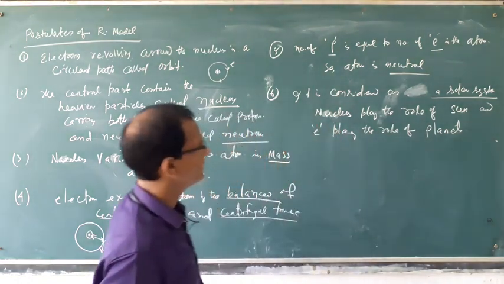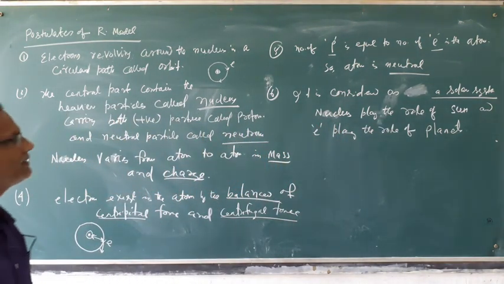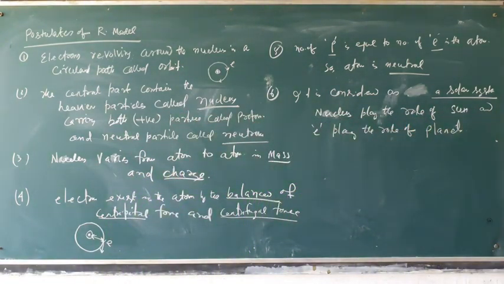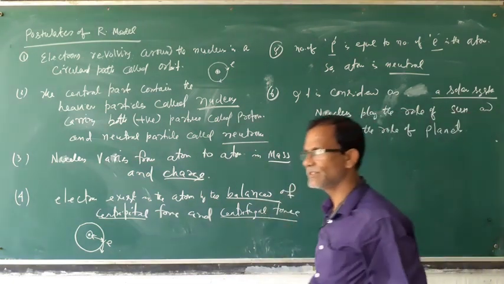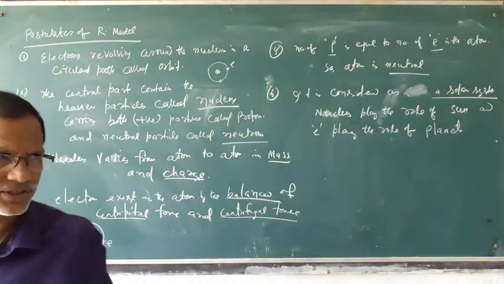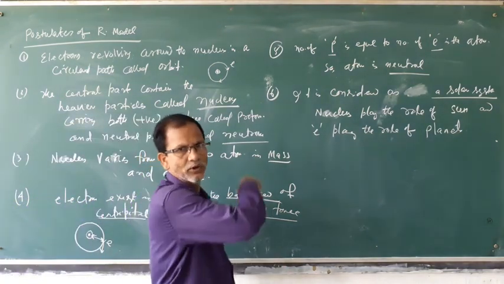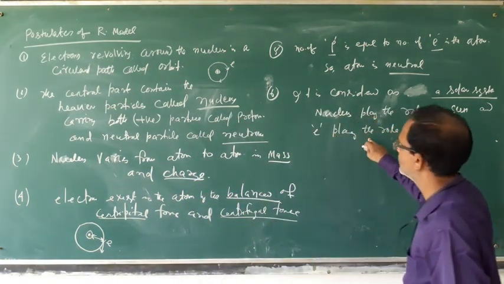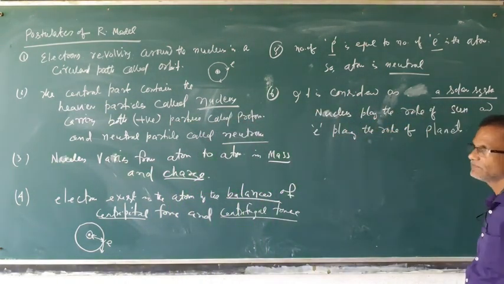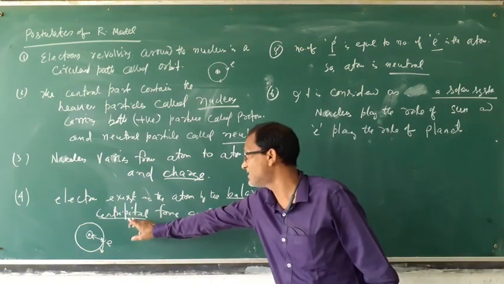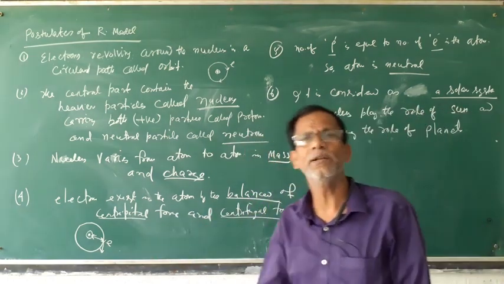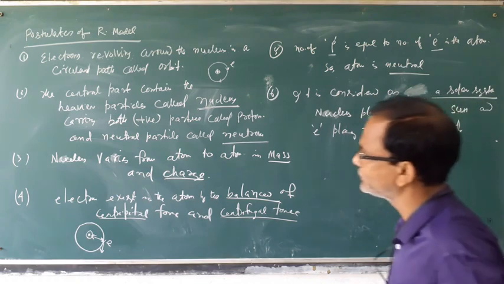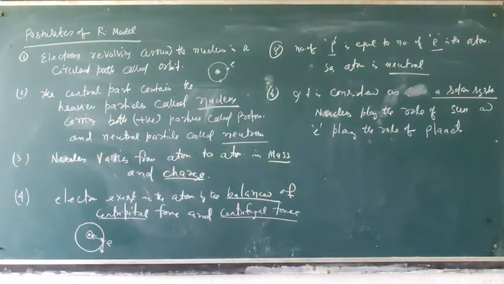They are not disturbed, they remain in their positions like the solar system. The position of the sun is fixed and the positions of the planets are fixed. Only the planets are revolving around the sun. Similarly, electrons are revolving around the nucleus due to balancing of the centripetal and centrifugal force. So these are some postulates of Rutherford's model.